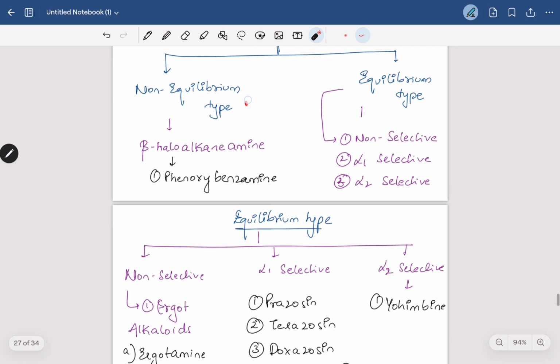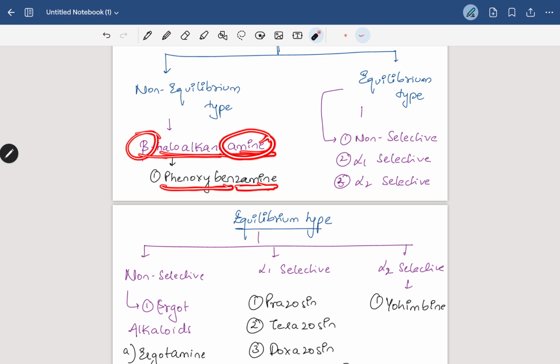Then another chapter that you had learned in chemistry in 12th was haloalkane. I'm just saying so that you remember the classification. In non-equilibrium type, remember haloalkane. This you read in 11th, this you read in 12th, haloalkane chapter in organic chemistry, haloalkane amine, and then add one beta to it, beta haloalkane amine. So here there is amine, so here also there should be amine. You have phenoxybenzamine. The drug that comes under this class is phenoxybenzamine, right?